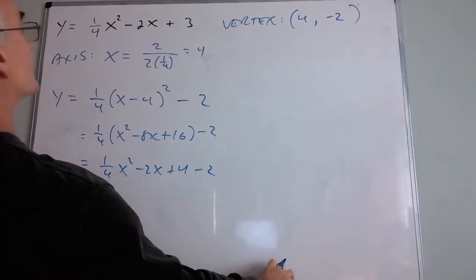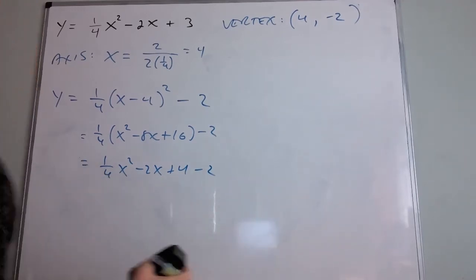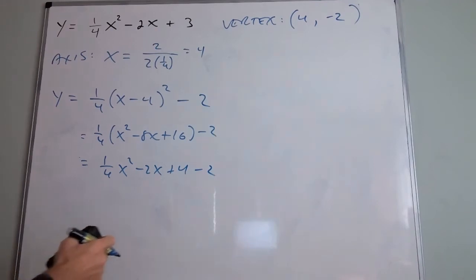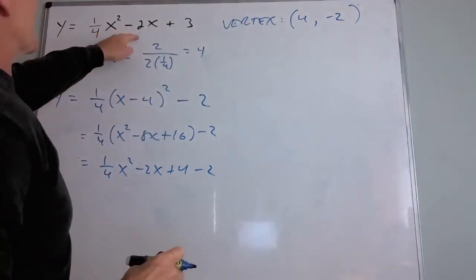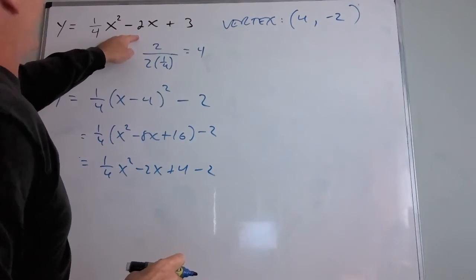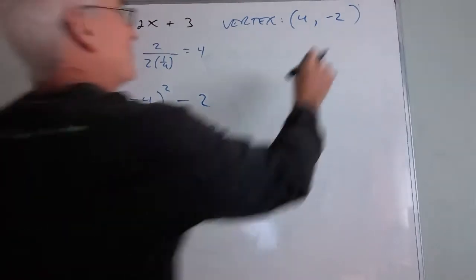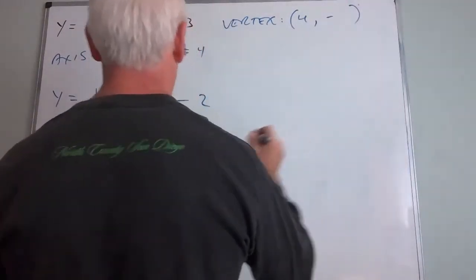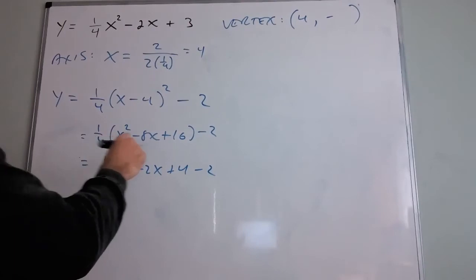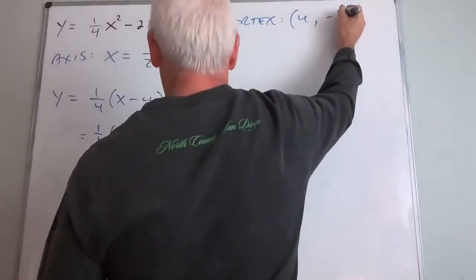And that's 1/4 x squared minus 2x plus 4 minus 2. Whoops, did I mess up? I think I did mess up. Oh, plus 3. Yikes, what did I do? 4 minus 8 plus 3. I can't add. This is why we check. That should be a negative. What should that be? That should be a negative 1, I believe.